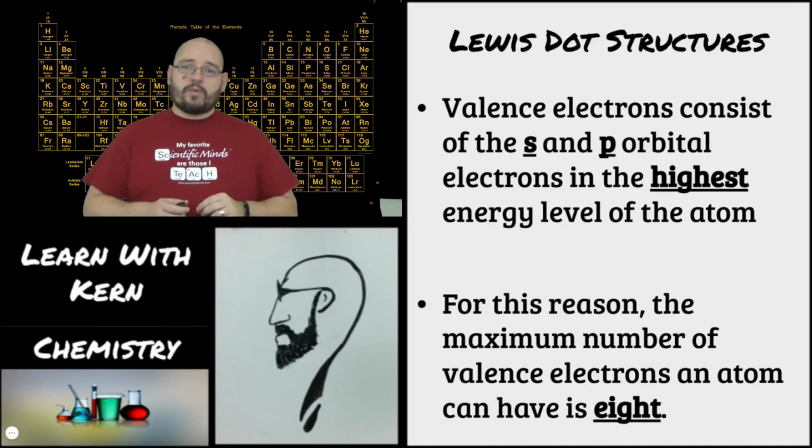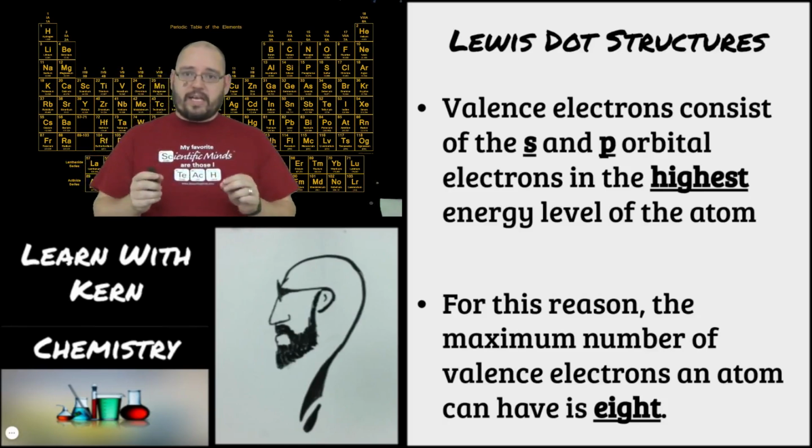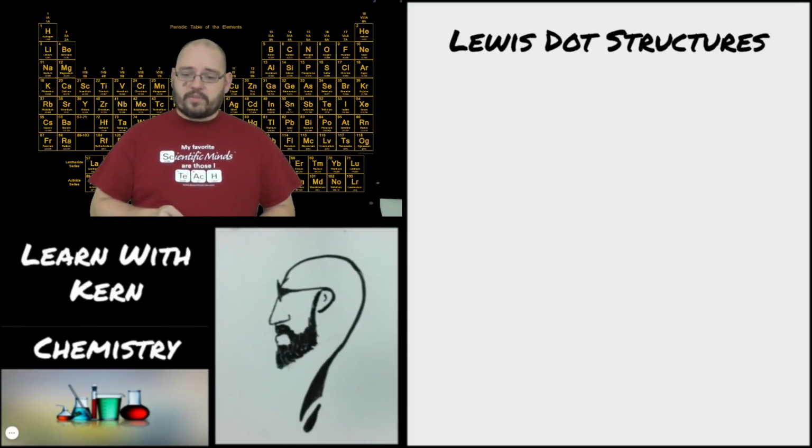So it's really important that you notice that the S and the P are 8. Which is also why the S and P blocks are the representative elements, because that 8 valence electrons makes a big deal about how things react and the chemical and physical properties.